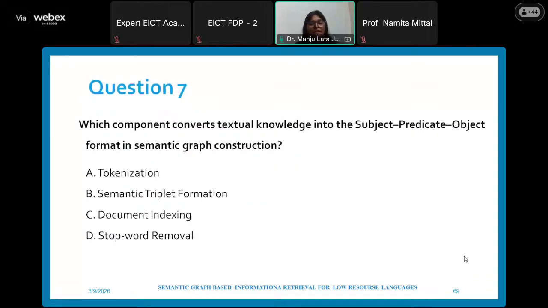Next question: which component converts textual knowledge into the subject predicate object format? I think I have already taken this question in an earlier part: semantic triplet formation.